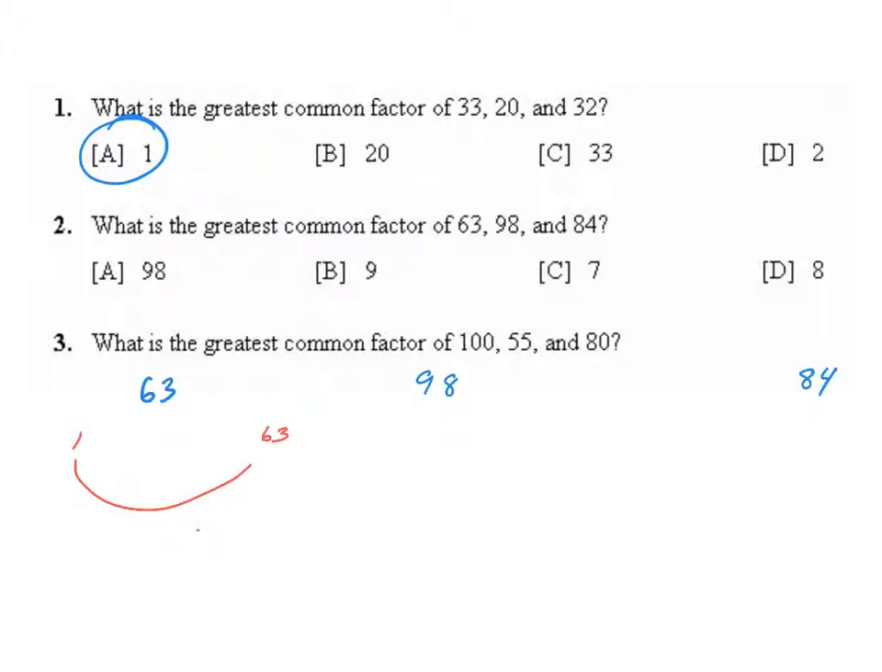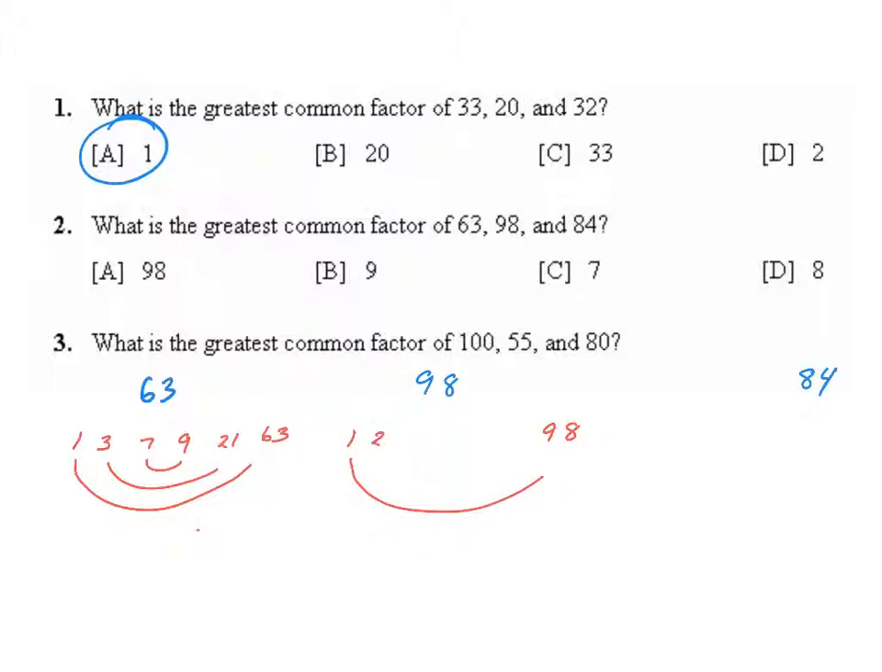It's odd, so 2's out. 3 does go into 63 21 times. 4 is out, 5 is out, 6 is out, 7 times 9, and then 8 times 8 is not 63, so there's all of our factors of 63. 98, we have 1 and 98.